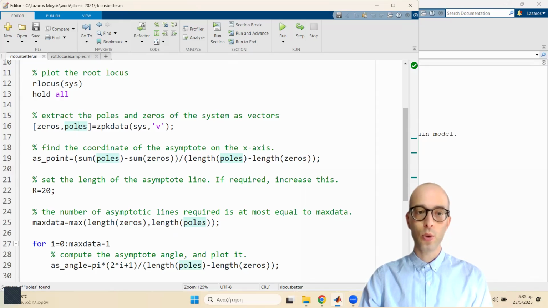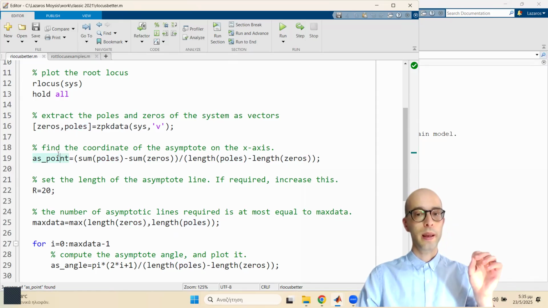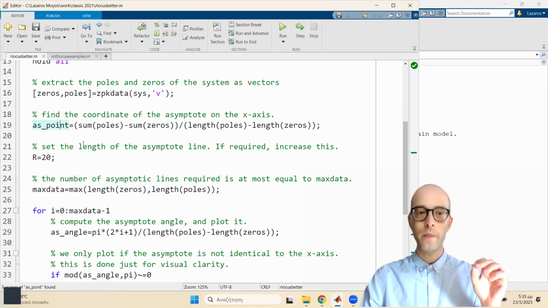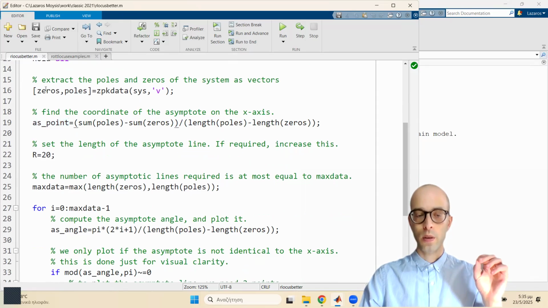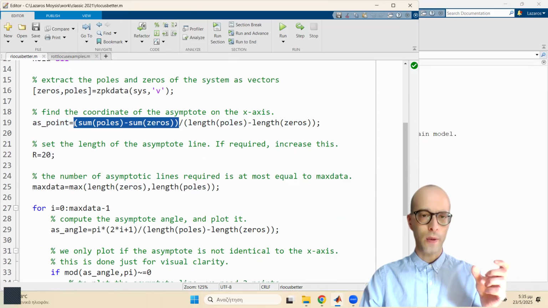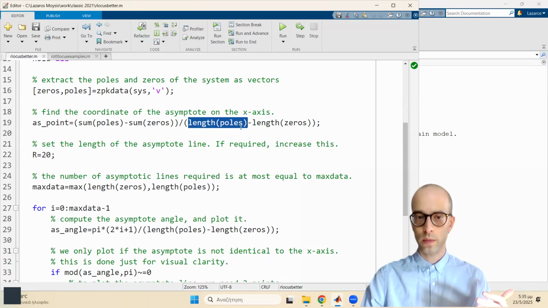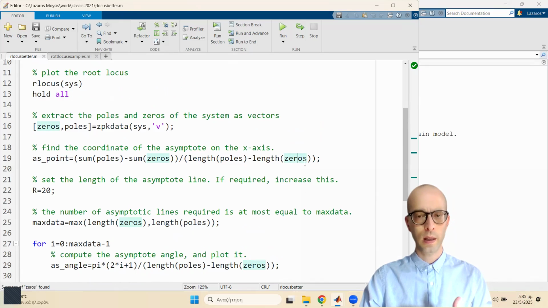The next step is to compute the point that the asymptotes start from on the x-axis. This point, by theory, as you know, is given by the sum of the poles minus the sum of the zeros. Since poles and zeros are inside vectors, by sum of them we simply sum their values. And this is divided by the length of the poles vector minus the length of the zeros vector. So it's basically the cardinality of the poles minus the cardinality of the zeros.